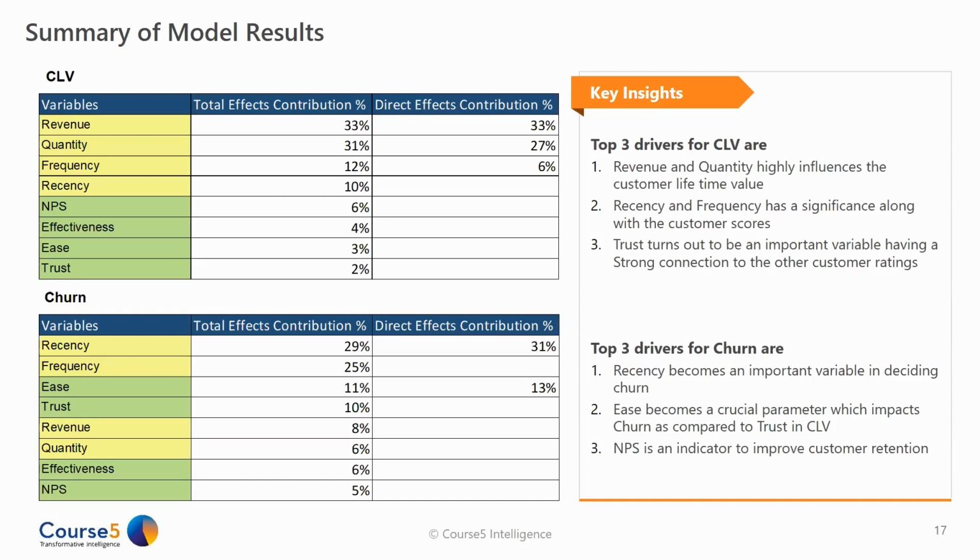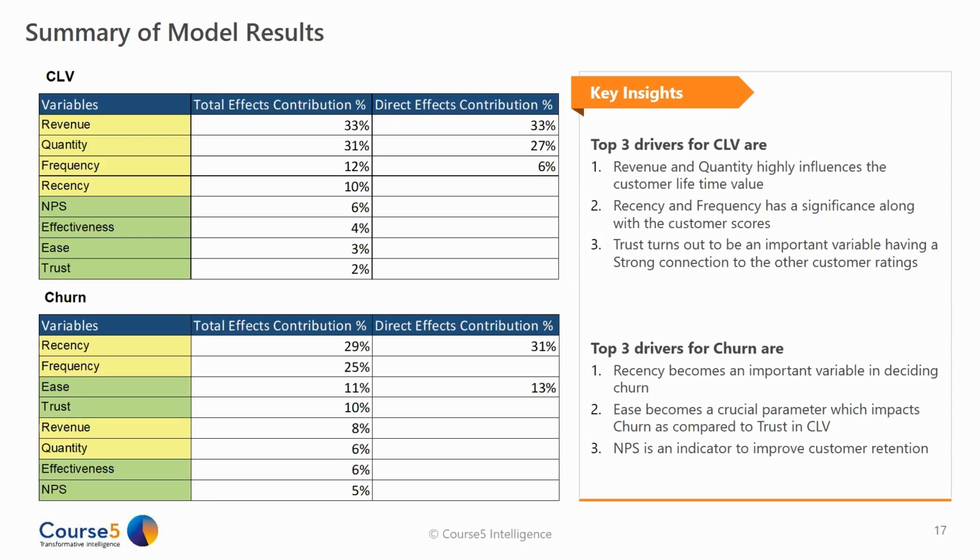So after analyzing the network, we came to this contributions table where we evaluated the total effect and direct effect. So in the first CLV model, all the CLV metrics come on top, followed by the customer experience metrics. And we see that in a way, it is connected to recency and then to the CLV. But in the second table, we can clearly see that ease of doing business and trust have the upper hand as compared to revenue and quantity in terms of determining the churn for you. So that becomes a very important finding for us.